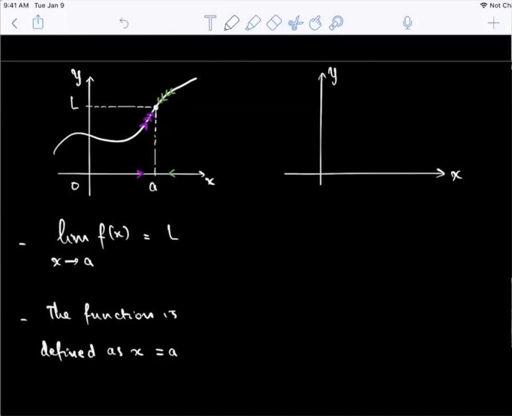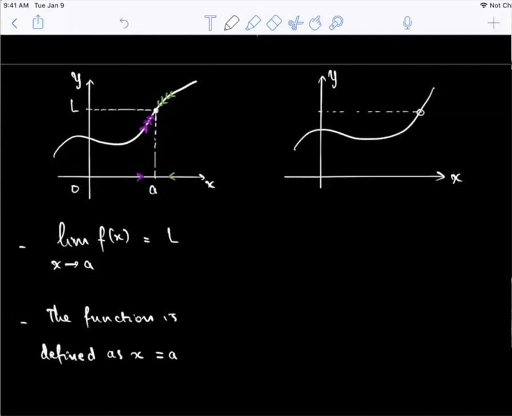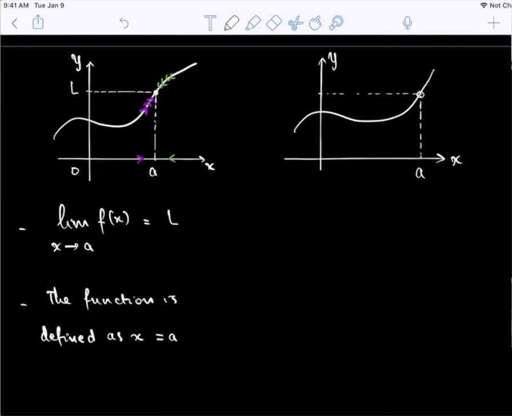So y, x, this is some function, and at this point, you have an open circle. So at this point A, this is L, and the closed circle right here. So this is a similar graph, but a different situation. The difference here is that at x equal to A, the function is still defined, but at a different location compared to the previous graph.